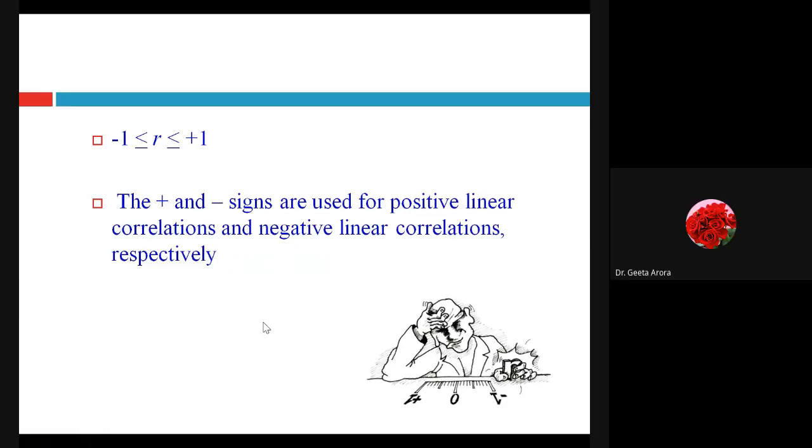I have added a picture that R always lies in -1 to 1. You can see a man is there holding R, if it is visible, and it is lying from -1 to 1, and in between it is 0. We use the positive and negative sign to denote correlation.